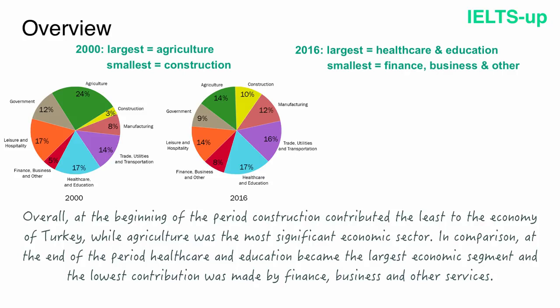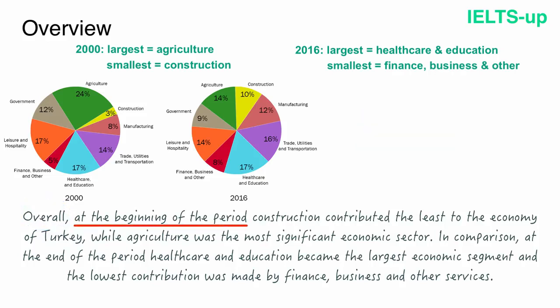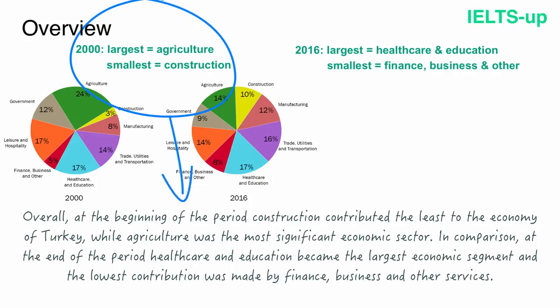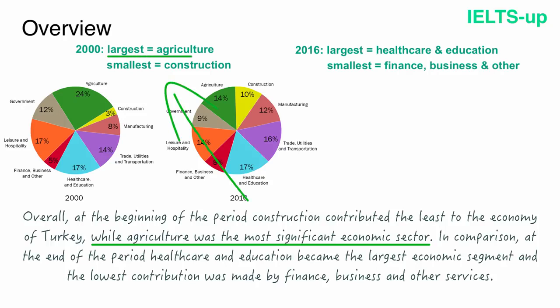You can see that the first word I use is the word overall. Always start the overview paragraph with the word overall. This word serves as an indicator, which tells the examiner that you start writing the overview paragraph. "At the beginning of the period" is just an equivalent way of saying "in the year 2000". Then we use our key features for the year 2000. I write that construction was the smallest economic segment, and agriculture was the largest economic segment.